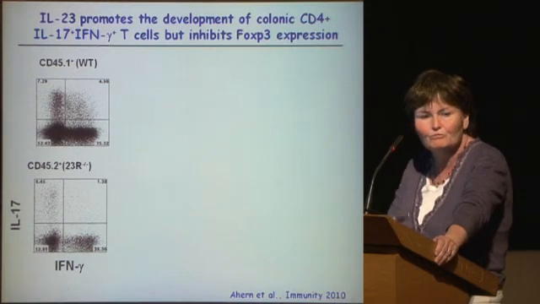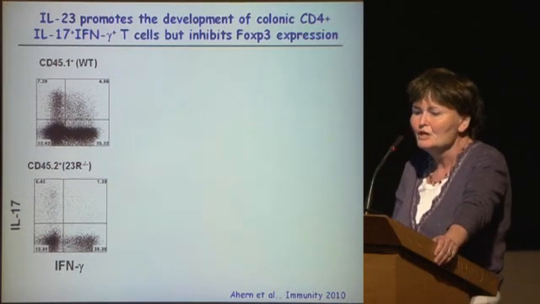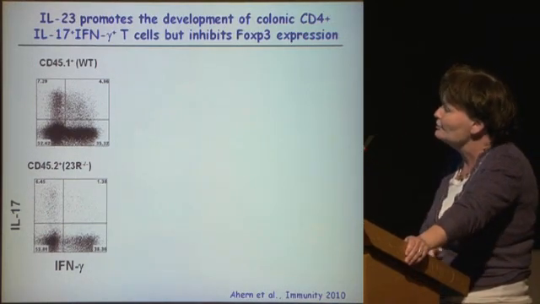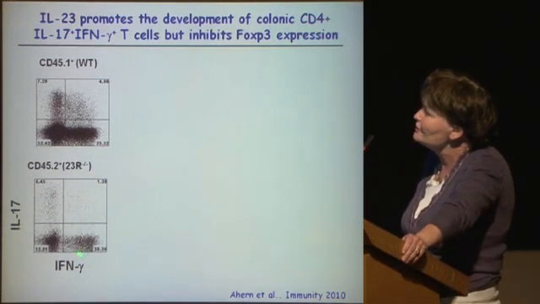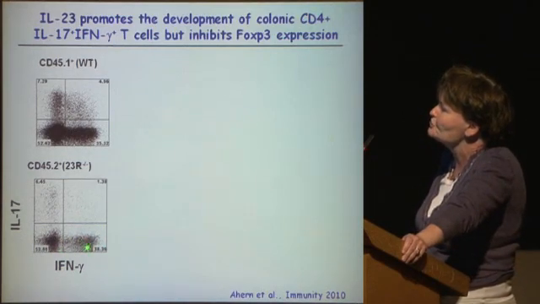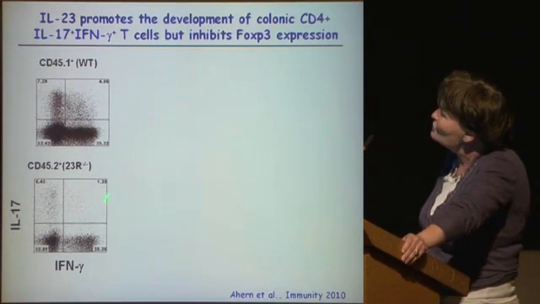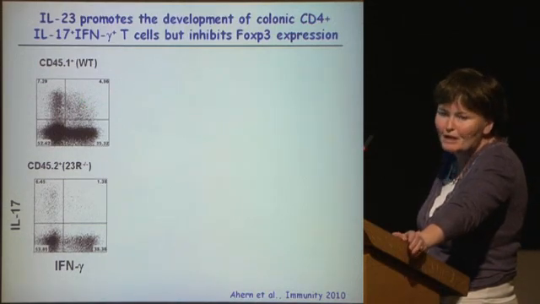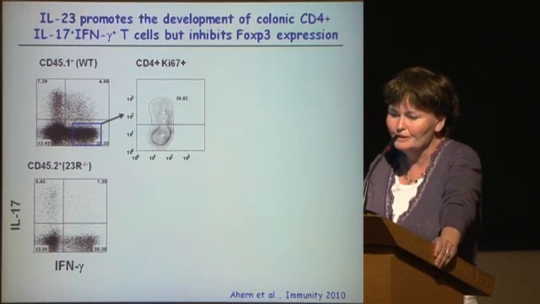So to address this, we've looked at the differentiation of the cells that do get to the intestine following transfer of IL-23 receptor deficient T cells. And actually what was quite striking is that there's really no change in the frequency of cells capable of producing interferon gamma or interleukin-17 compared to IL-23 receptor competent T cells. But one thing that was different was that this population of cells expressing both interleukin-17 and interferon gamma was markedly reduced in the absence of IL-23 receptor signaling in the T cells.